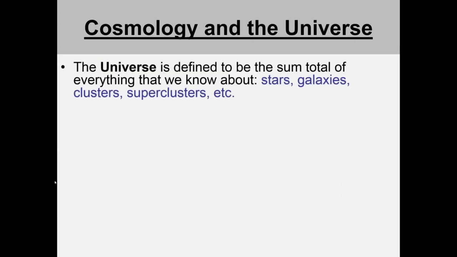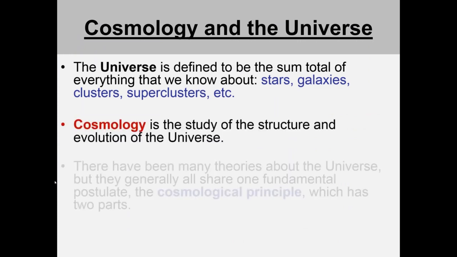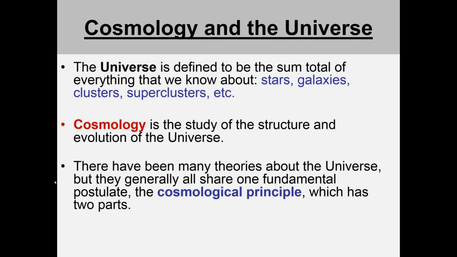So when we say the universe, that means literally everything, right? So the universe is the word for everything. That includes obviously our solar system and all the stars and all the galaxies and all the groups of galaxies and all the clusters and superclusters and everything. All right, that's the universe. And cosmology is the study of that. So everything we know about the universe in particular relies on one thing, the cosmological principle.